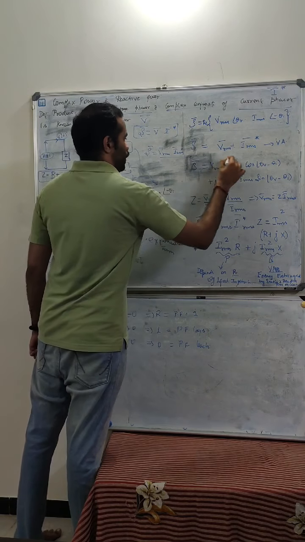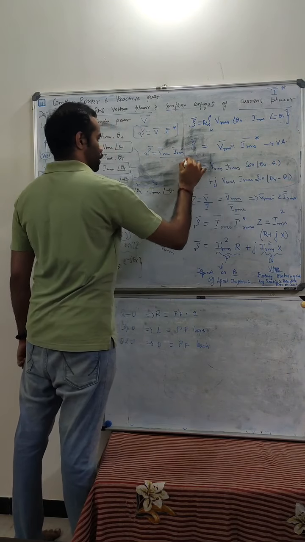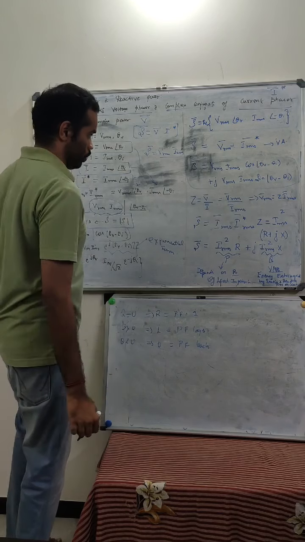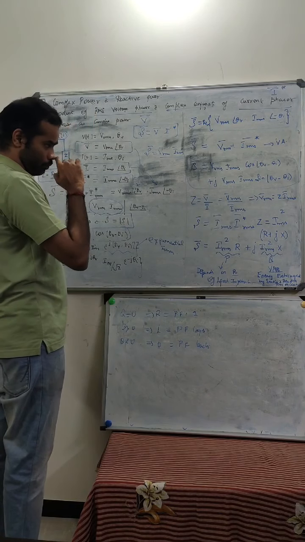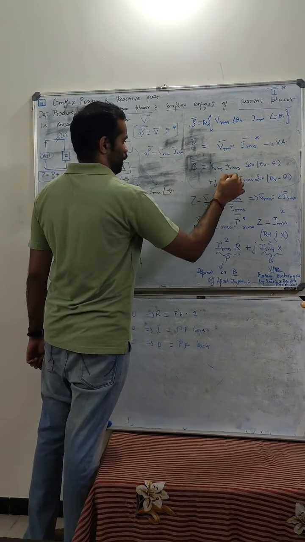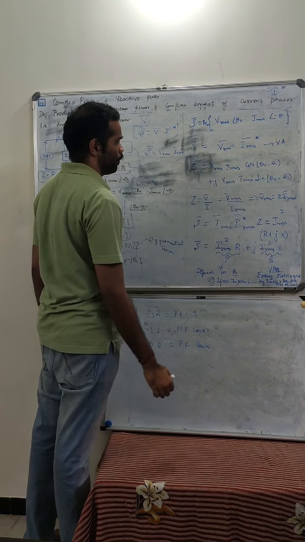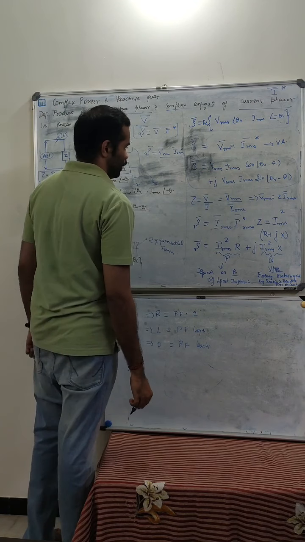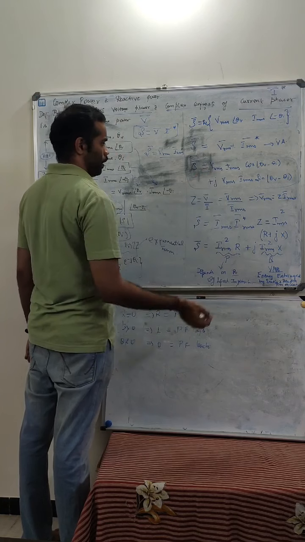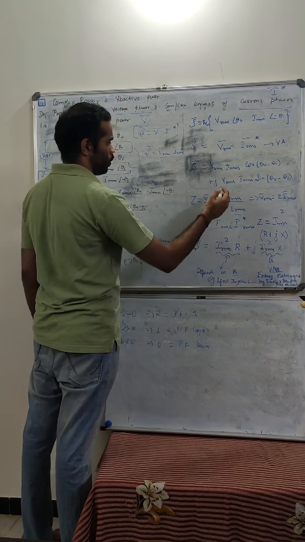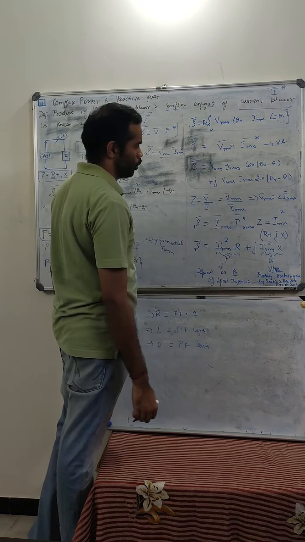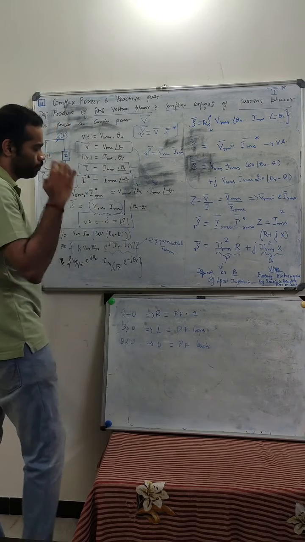Whenever I expand this form, you have both the real part and the complex part. The real part we have mentioned, so similarly you have to mention the complex part. You can take this as an example to represent your complex form.